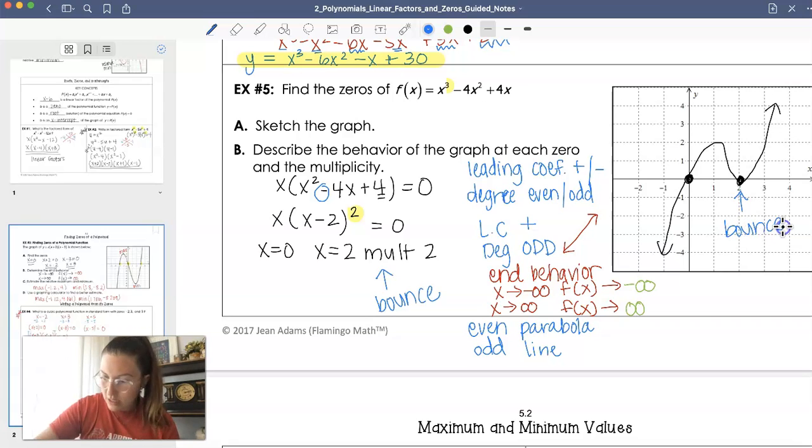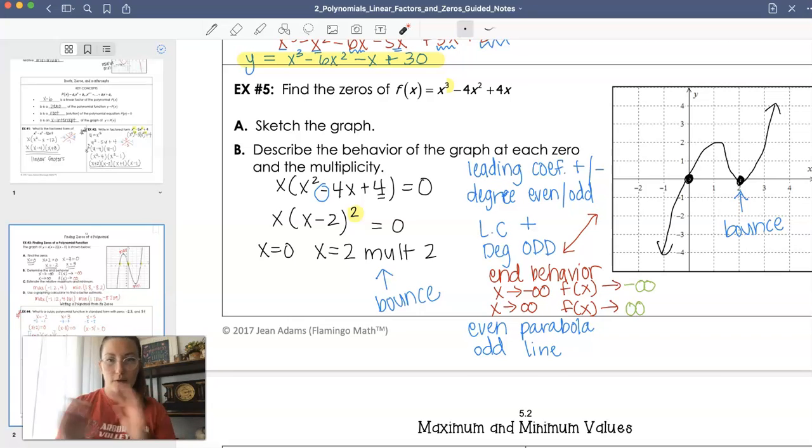So it comes down, touches it, and then bounces right back up. Okay, and then I have the correct end behavior. This end is going down, this end is going up, like a positive line. Sorry, that was kind of a lot of information in one, but hopefully that all makes sense.